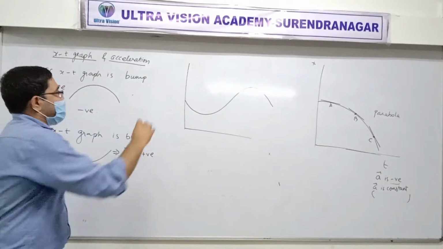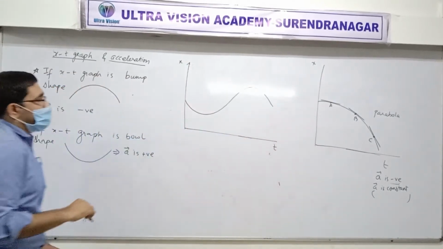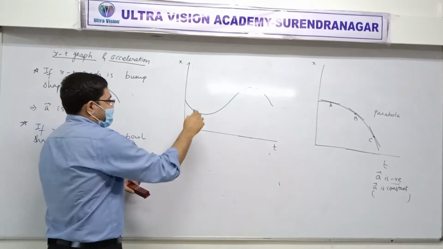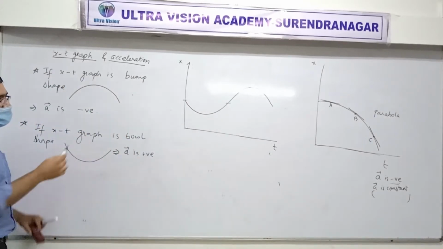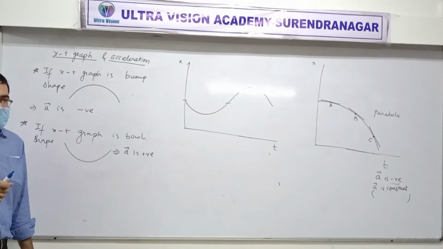Suppose we have got an xt graph like this. Okay. Do you see that from here to here, up to this part, marked by the blue line, it has a bowl shape? Yes or no? Clear or not clear? Yes.